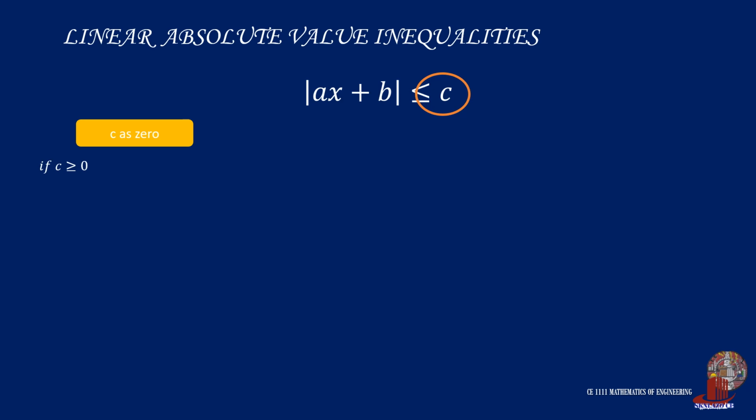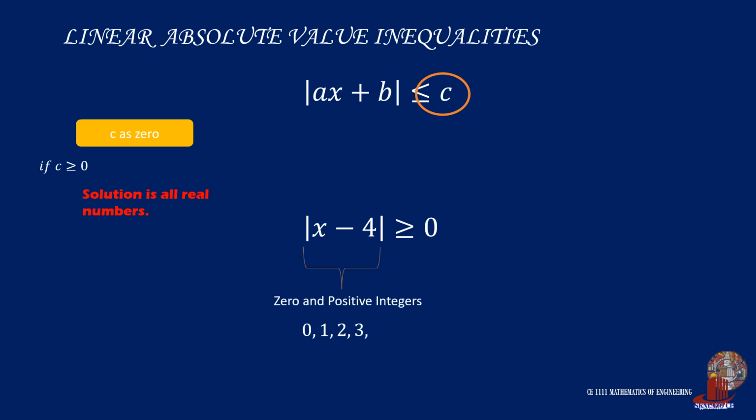The third case has c as greater than or equal to 0. This case has solutions of real numbers. Say the absolute value of x minus 4 is greater than or equal to 0. So starting from x is equal to 0, moving to 1, 2, 3, and so on, there can be probable solutions to the inequality.